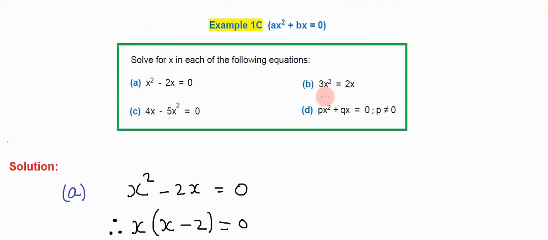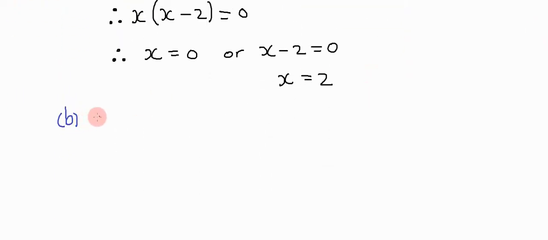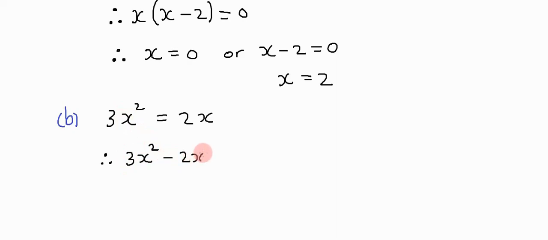We have 3x squared is equal to 2x. Now, let's just write this down. 3x squared equals 2x. Our first step here is to bring everything to the left-hand side. So we can bring the 2x to the left-hand side. And we have 3x squared minus 2x equals 0.